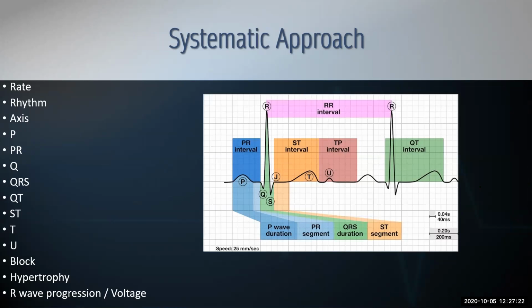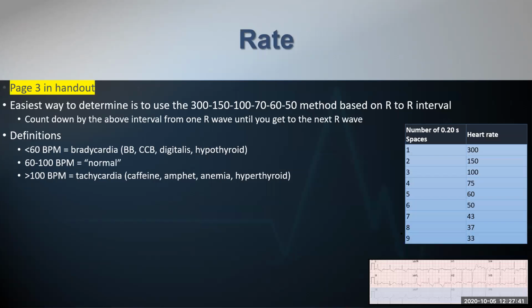So let's go through the systematic approach. Rate, rhythm, axis, then our alphabetical P through U, and then we'll go finally into the things that sometimes we forget about, which is the blocks, hypertrophies, and even the R-wave progression with voltage. You'll see that I pretty much put every single variation that you could ever find on the internet of the PQRST. I try not to duplicate things, but yeah.